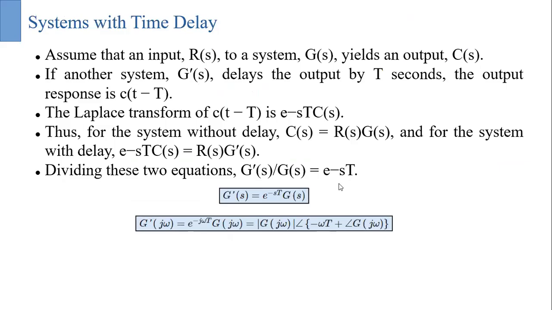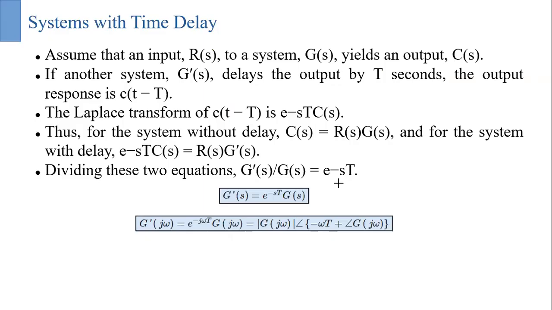Okay, so in some systems, we are going to see that there is a delay. So if you have a time delay in your system, sometimes in the minor loop, sometimes in the feed forward part, we have some delay. So what will be the impact of this delay on our system?